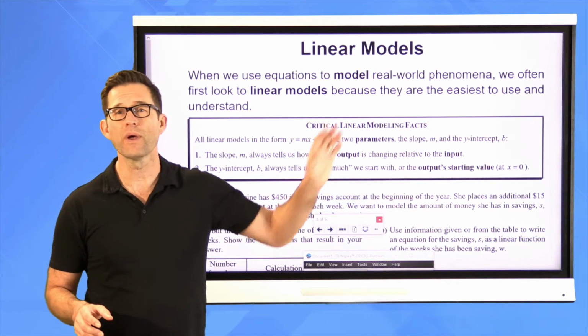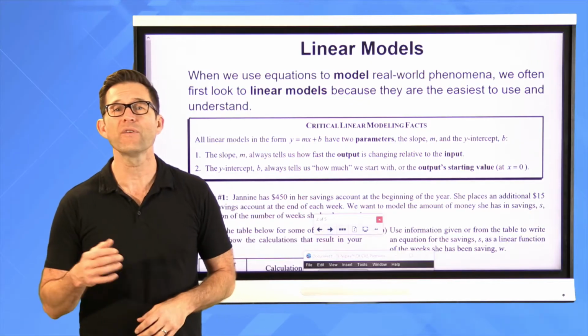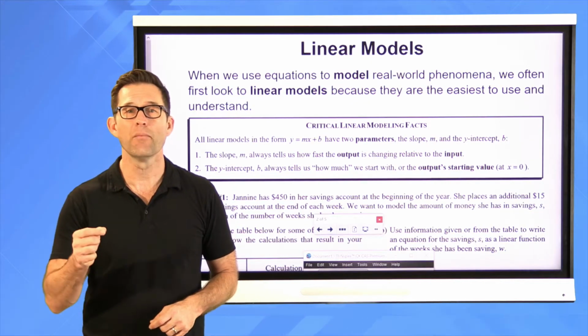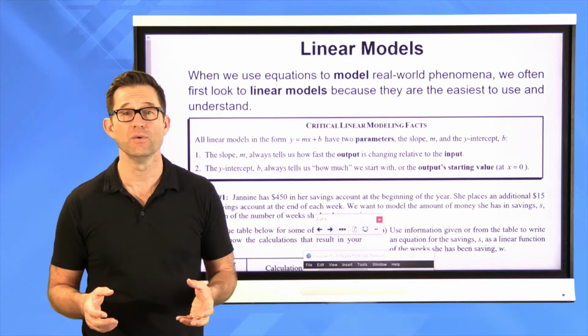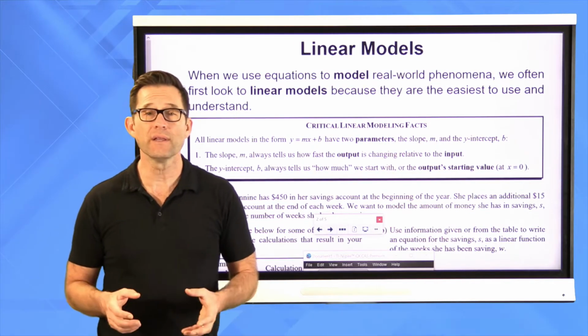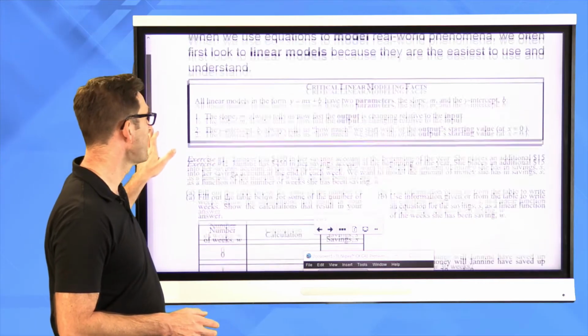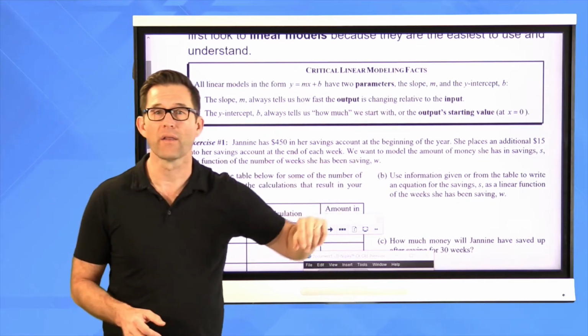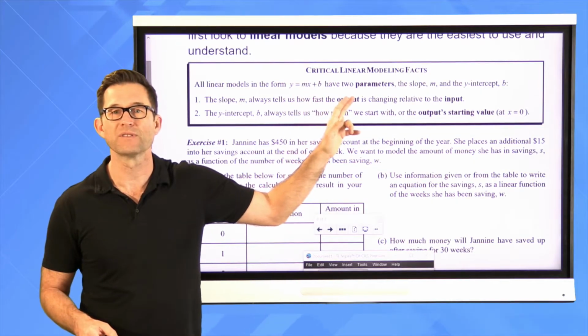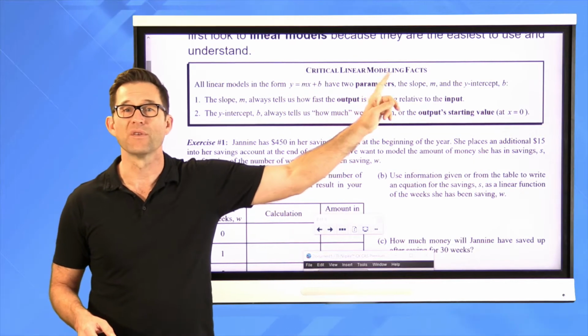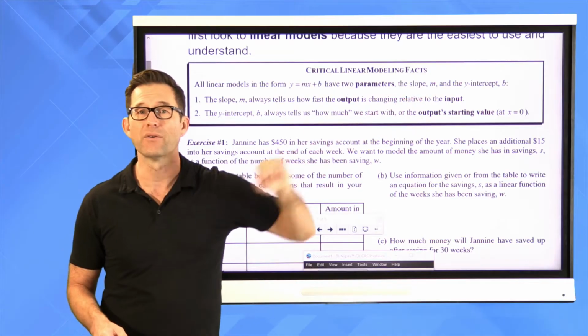Now, when we use equations to model real-world phenomena, we often first look to linear models, equations of lines, because honestly, they're the easiest to use and understand. All right, so let's talk about some critical linear modeling facts. All linear models will have the form y equals mx plus b, where the two parameters are the slope, m, and the y-intercept, b.